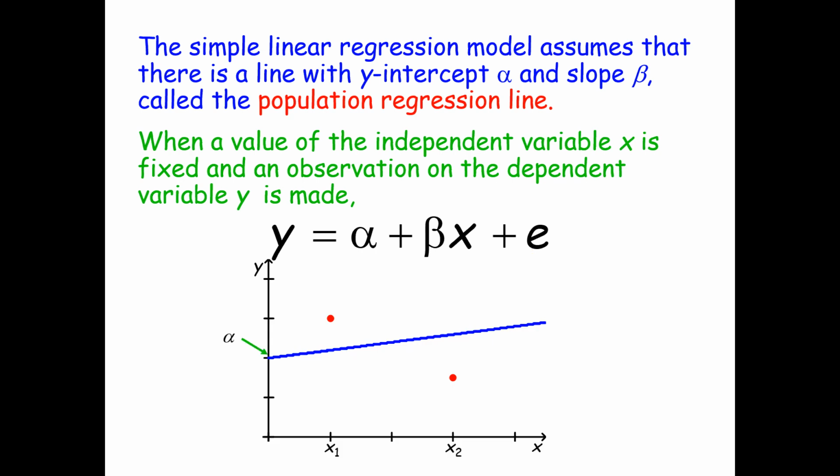So here we have our alpha, and here we have the population regression line with our slope beta. Here we have our points, which would be e sub 1 and e sub 2.